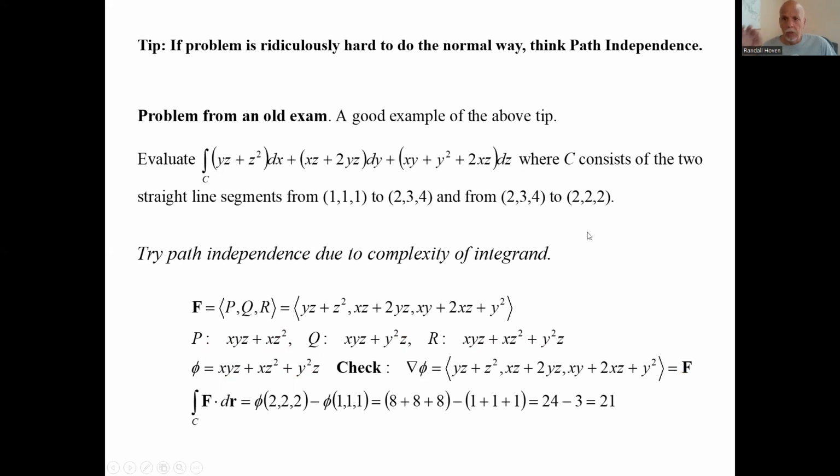And again, only go from start to end. It starts at 1, 1, 1 and ends at 2, 2, 2. Check. Here's our phi at 2, 2, 2 minus phi at 1, 1, 1. And here's the arithmetic, and there's the answer.